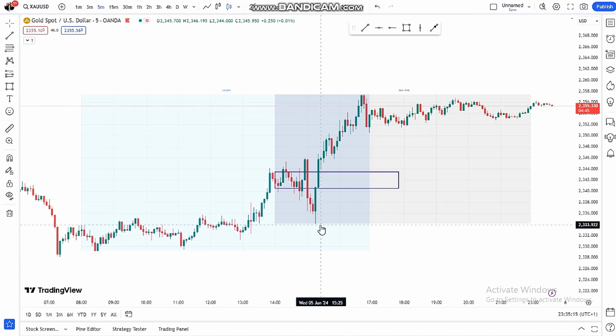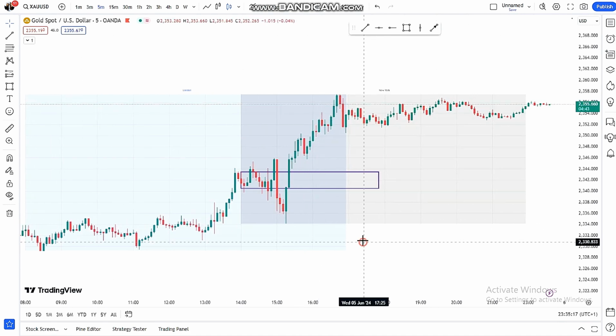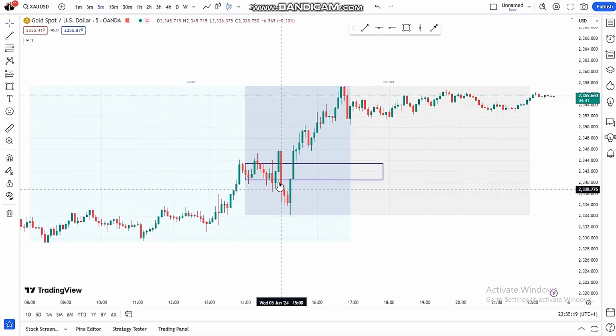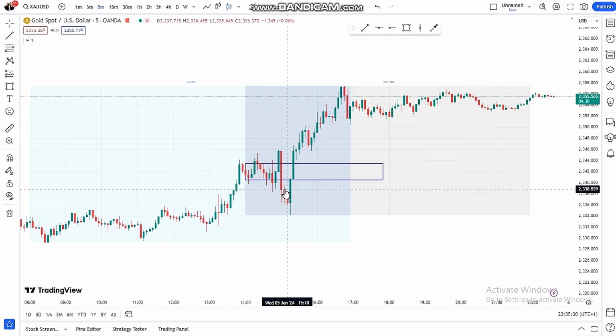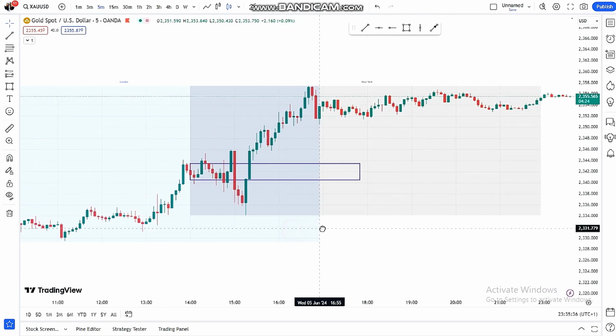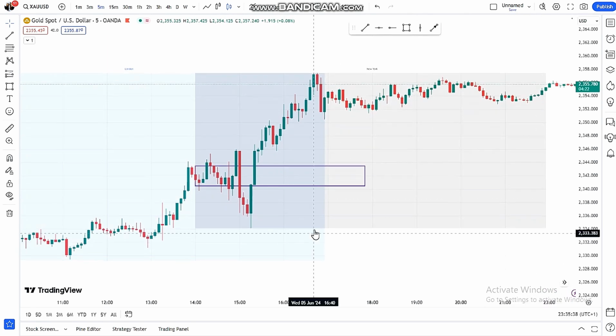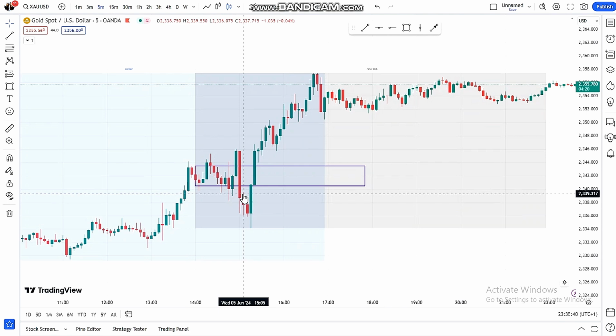But the question is, how do you know which candle you are supposed to buy or sell with? Make sure that the candle you are buying or selling with is not inside this box, like the wick or the body is not inside this box. Like this one, you sell with this candle here. Let me enlarge it. You sell with this candle.